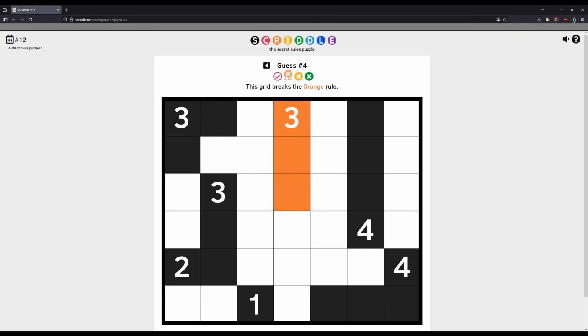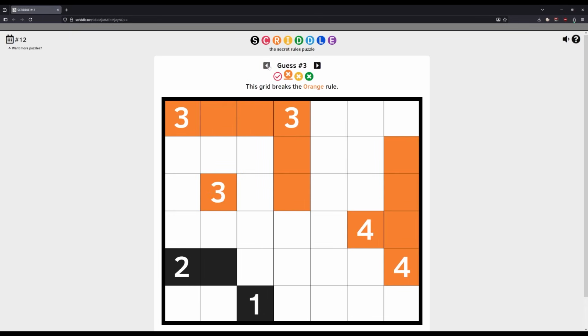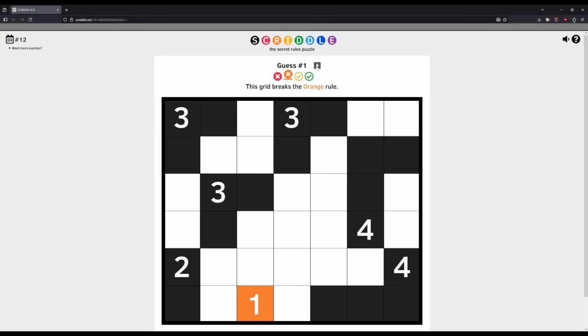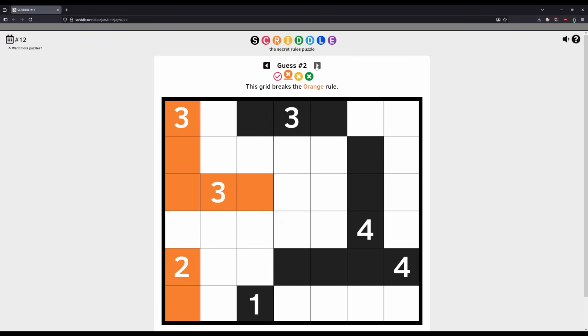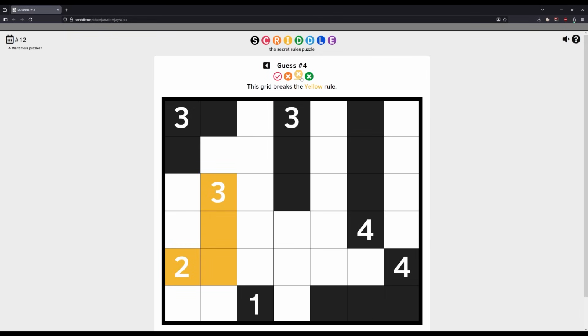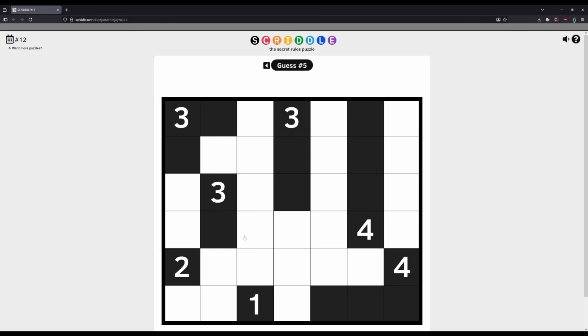This grid breaks the orange rule. I don't think we had a theory for what orange was, right? No, I don't think so. Okay, let's come back to that. We did have a theory for what the green rule is, and this does break it, and no other thing on the map breaks it.